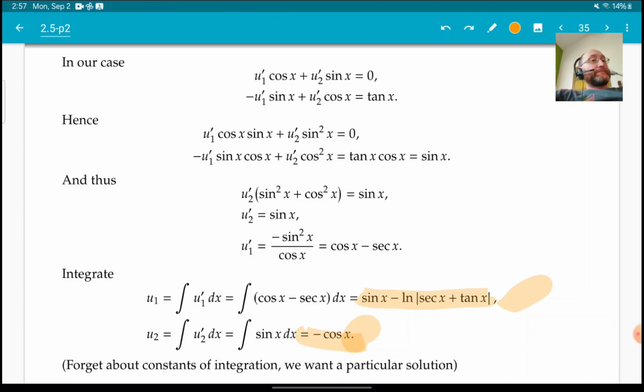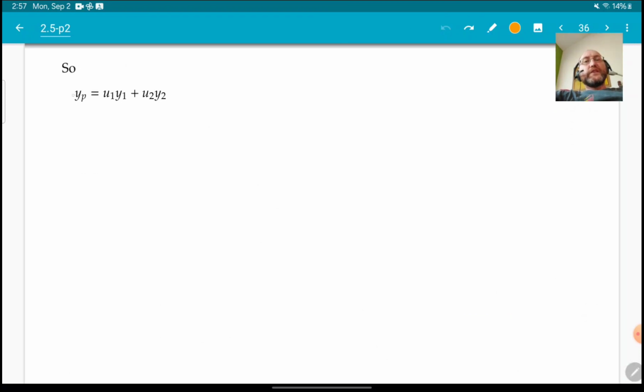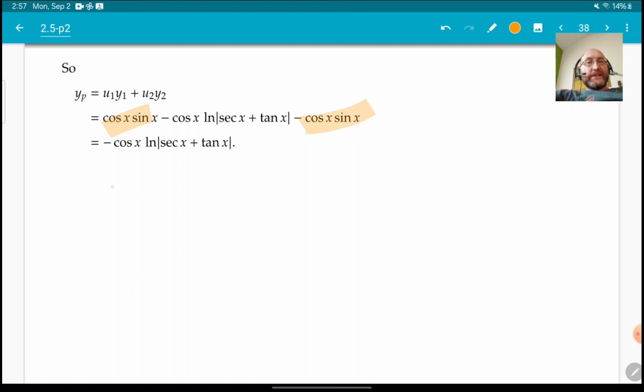So we just plug in. A particular solution is u1 times y1 plus u2 times y2. Once you work it out, that's what it is. That's just plugging the thing in. This actually nicely cancels out, so it's kind of simpler, right? So cosine x times the logarithm of secant plus tangent.